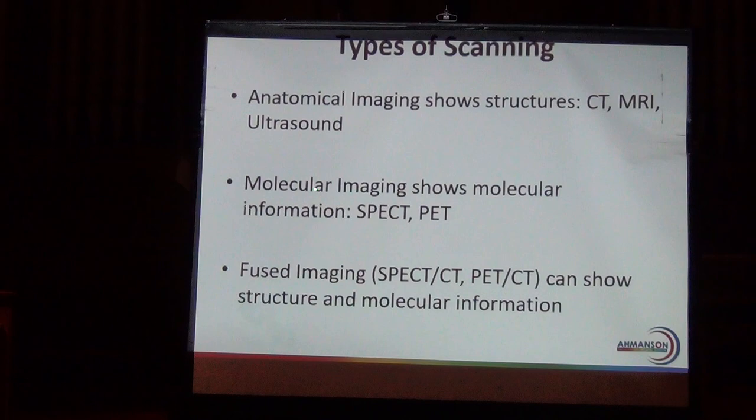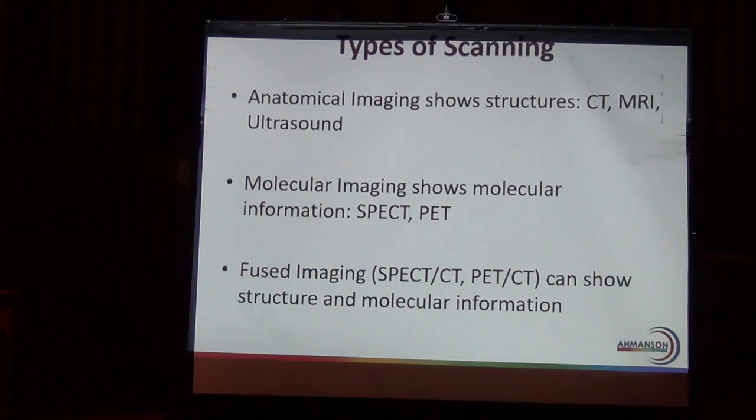And then we have molecular imaging that gives us molecular information about how the cancer cells are processing different metabolites, how avid they are for sugar and other things. And examples of that are SPECT imaging, which stands for single photon emission computed tomography, and the more popular PET imaging, which stands for positron emission tomography.